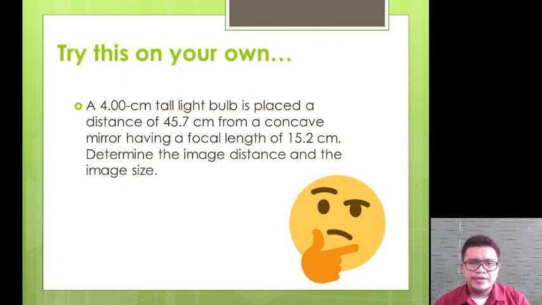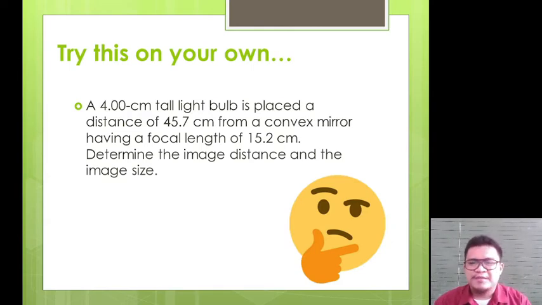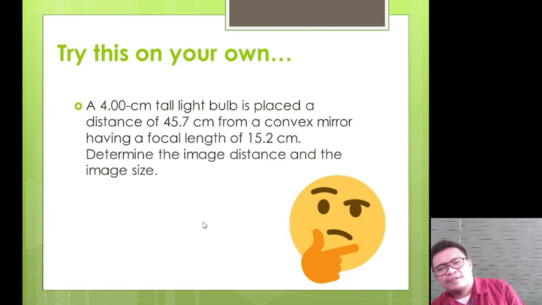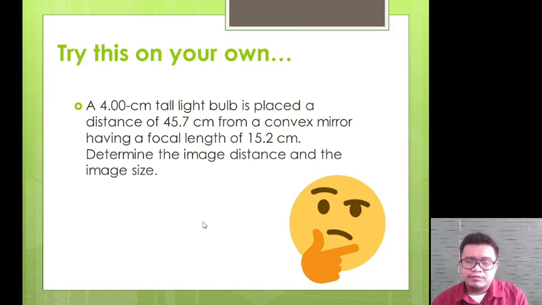A 4.0 centimeter light bulb is placed at a distance of 45.7 cm from a concave mirror. Let's make this interesting. I'm going to change this mirror into a convex instead. Convex mirror having a focal length of 15.2 cm. Determine the image distance and the image size. Okay, pause, think, and then you can start solving on your own. If not, in a few seconds, I'm going to perform the solution for this problem.